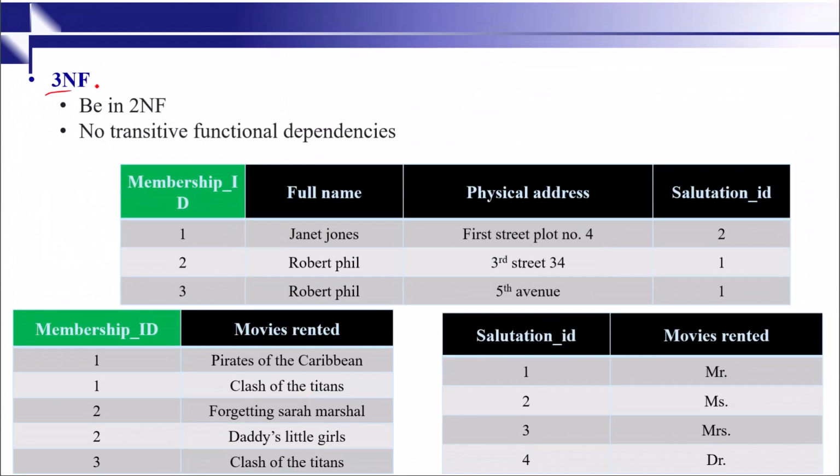So to reach 3NF in this table, we have to eliminate transitive dependencies. The members table now has membership ID, full name, physical address, and salutation ID linking to a salutation table that we make here, with Mr., Miss, Mrs., and Doctor. And also the movies table remains unchanged: membership ID and movie rented. This ensures no non-key attribute depends on another, and here we can achieve 3NF.